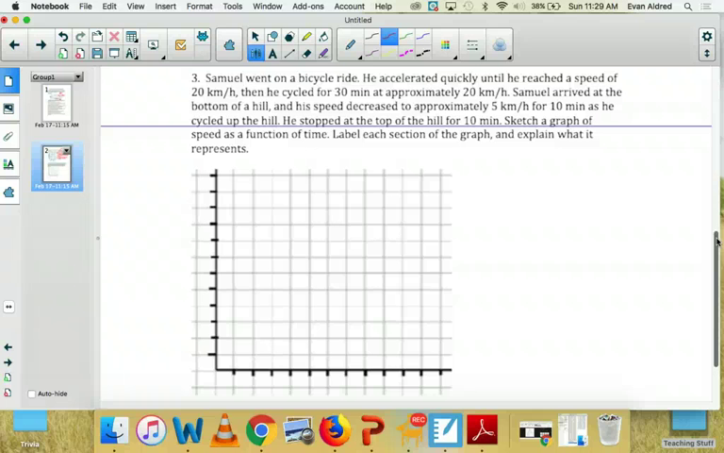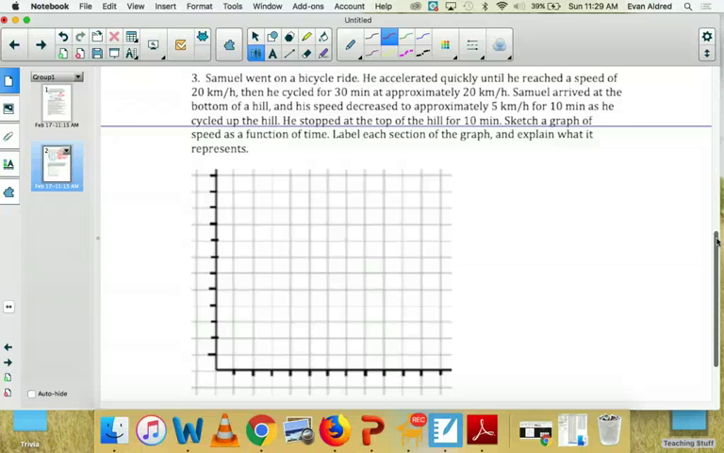He accelerated quickly until reaching a speed of 20 kilometers an hour. Then he cycled for 30 minutes at approximately 20 kilometers an hour. So he goes at a constant speed at that point. He arrives at the bottom of a hill, and as tends to happen on a bike, when you meet a hill, your speed decreases, and it decreases dramatically, so it must have been a steep hill, to 5 kilometers an hour for 10 minutes as he's going up it. When he gets to the top, he is naturally tired from just cycling up a hill, so he stops to rest for 10 minutes. We are sketching a graph as a function of speed versus time.